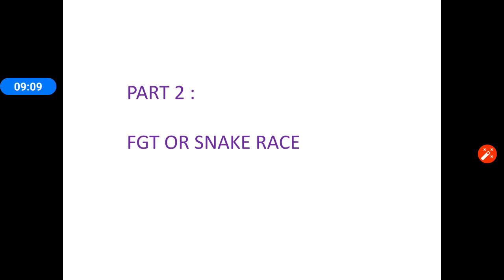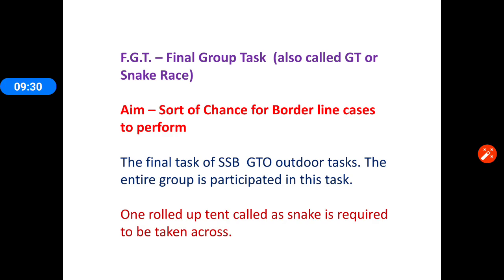Now let's see the final part, final group task, the snake race. Now most people say that it is for fun. So we'll see how it is conducted, and it is actually a chance for those people who are not able to perform at PGT, HGT, or command task. The aim is basically to confirm the leadership qualities of those who are already doing well. Plus, it is a chance for those people who are not so predominantly participating due to various reasons.